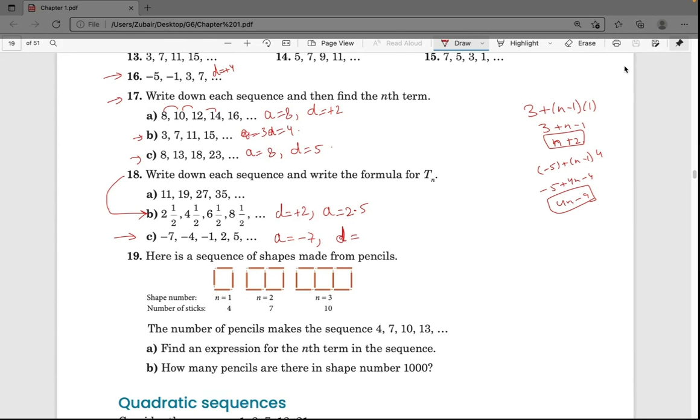Haris, how do you find the difference? Look at the first number, then the second number. Is it increasing or decreasing? Second number is -4, first is -7. Increasing, Haris. We write the bigger number, subtract the smaller number. So you get +3. The numbers are increasing by +3.